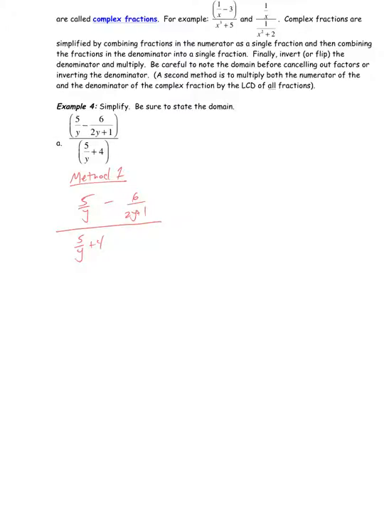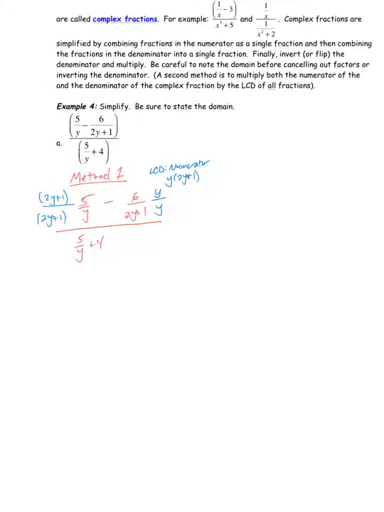So we want to find a common denominator for the numerator. The LCD for the numerator is going to be y times 2y plus 1. So we're going to multiply each of the fractions in the numerator by a funny form of 1, so we get that common denominator. The fraction 5 over y, we're going to multiply by the missing factor, which is 2y plus 1 over 2y plus 1. And the fraction 6 over 2y plus 1, what's missing from the denominator of the second fraction is y, so we're going to multiply that fraction by y over y.